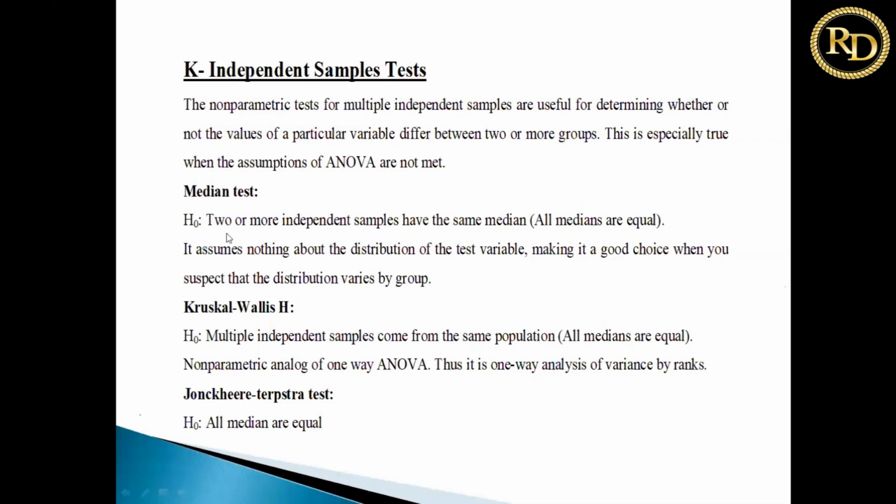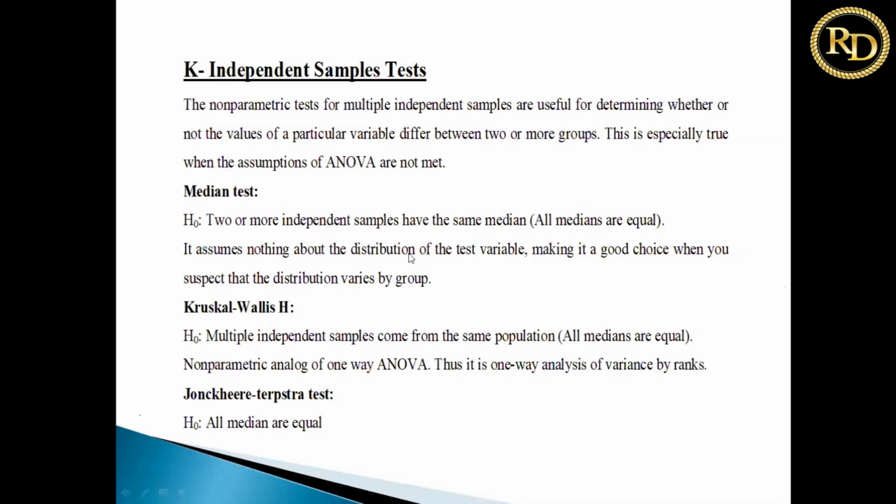So the null hypothesis for the median test is that two or more independent samples have the same median. All medians are equal. It assumes nothing about the distribution of the test variable, making it a good choice when you suspect that the distribution varies by group.